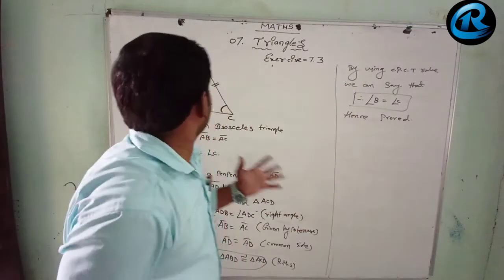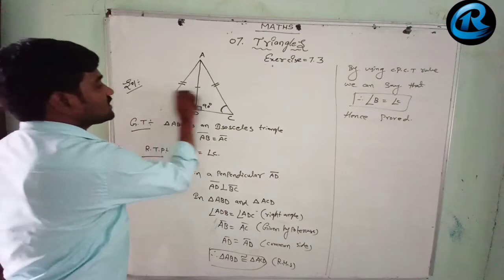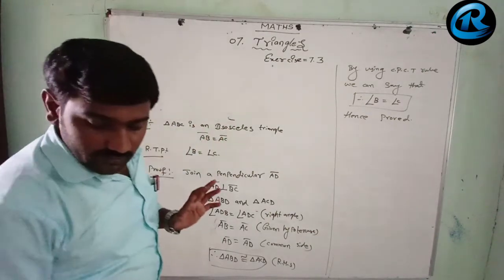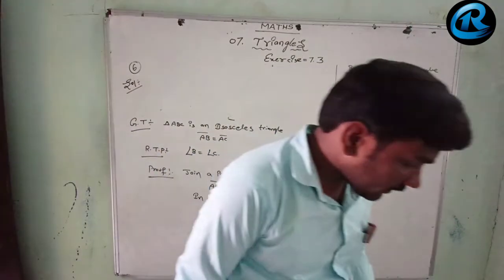Let us go for the sixth one. Later we will discuss the fifth one. Okay, we go for the sixth one. So what is the sixth one? Let us see. Same as before. Once again let us see the sixth one.